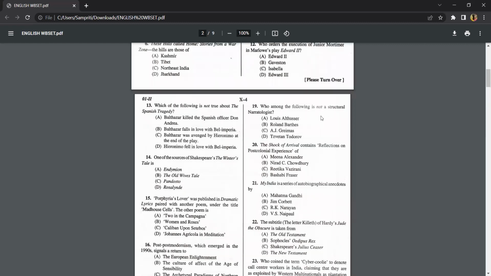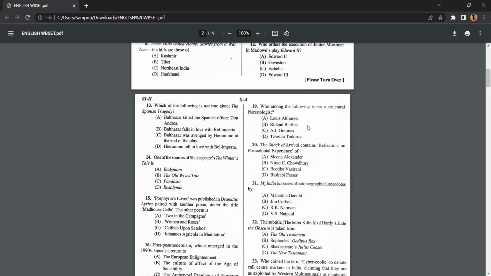19. Who among the following is not a structural narratologist? Well, let's do this using your brain. Roland Barthes wrote one book called Introduction to the Structural Analysis of Narratives, so of course he is a structural narratologist. A.J. Greimas, of course, he is.